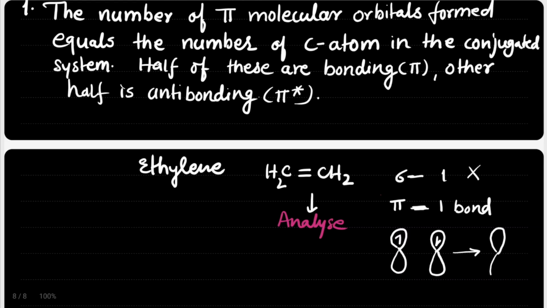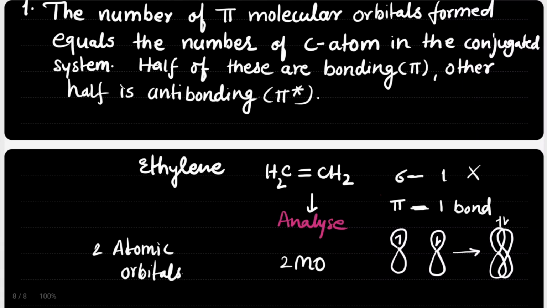So here, as there are two atomic orbitals, two molecular orbitals are formed. So two atomic orbitals will give you two molecular orbitals. How will they give you two molecular orbitals? Let us see the molecular orbital diagram for this.